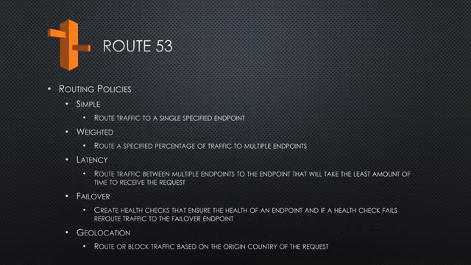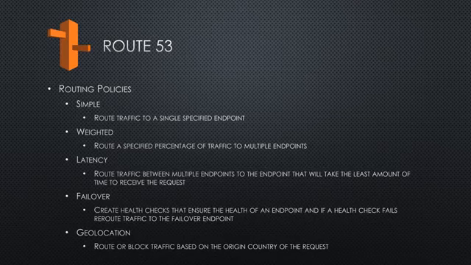Routing policies. There are 5 routing policies in Route 53 that you need to be aware of. I need you to understand these. So there is simple, which allows you to route traffic to a single specified endpoint. Weighted, which allows you to route a specified percentage of traffic to multiple endpoints. Latency, which allows you to route traffic between multiple endpoints to the endpoint that will take the least amount of time to receive the request.